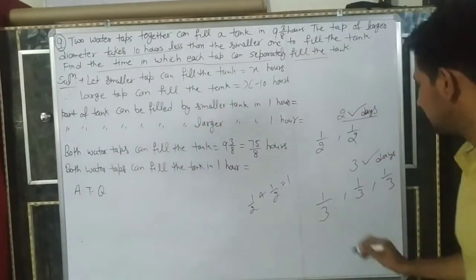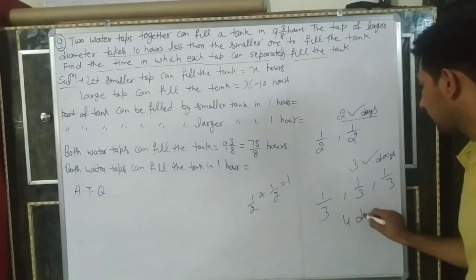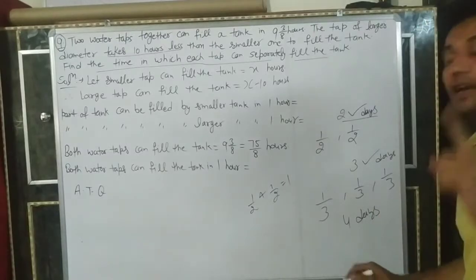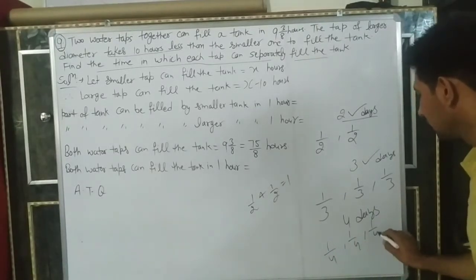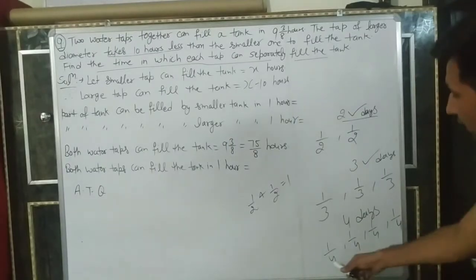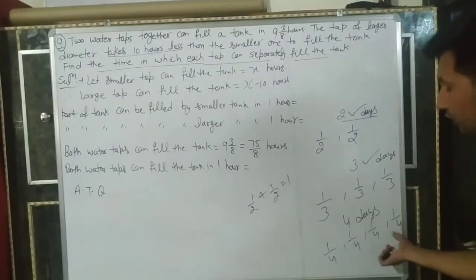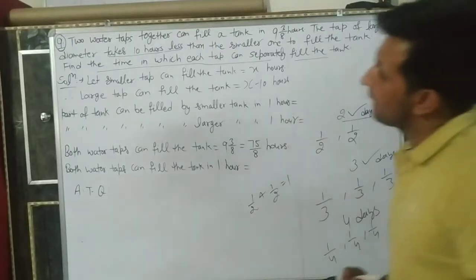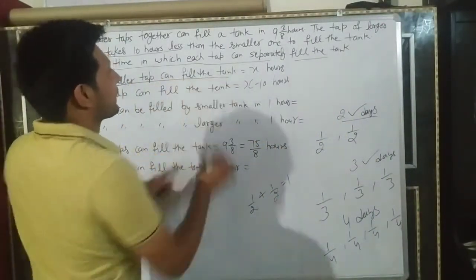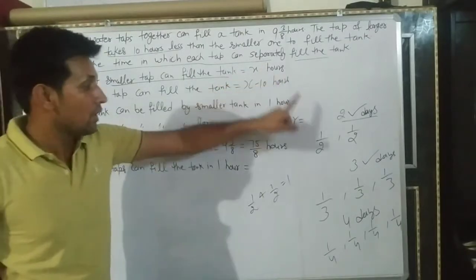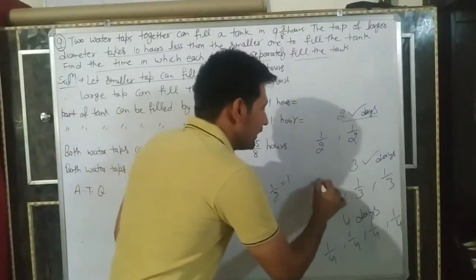Understand? Same as it is, if you can finish a work in 4 days, then every day how much work will you finish? 1 by 4, 1 by 4, 1 by 4, 1 upon 4. When we add all these 4 terms, it will become 1.